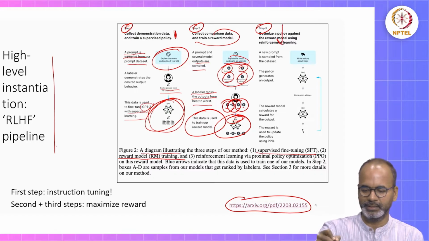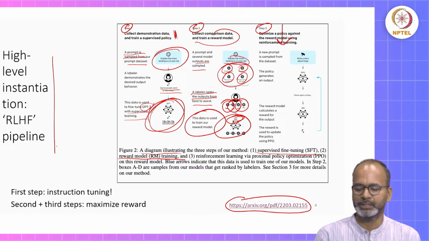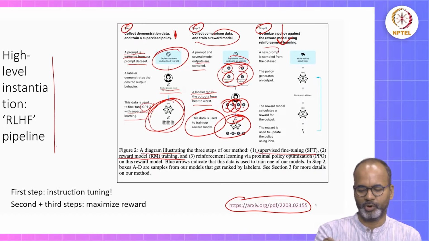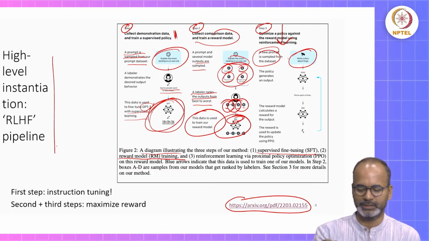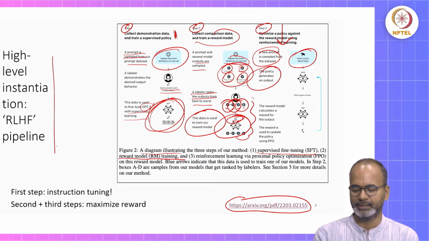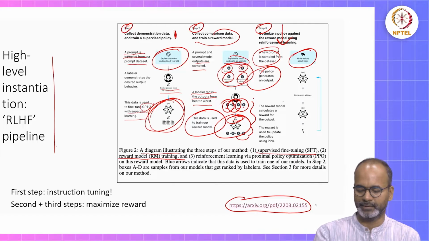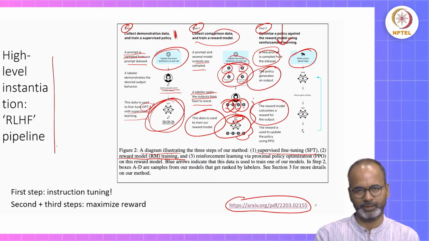Now in step 3, optimize a policy against the reward model using reinforcement learning, with a new prompt, something else that is asked, which is write a story about frogs. The policy generates an output. Now we know the policy generates the output, and the reward model calculates a reward for the output. Now for every output that is generated, there's a reward, and then the reward is used to update the policy.